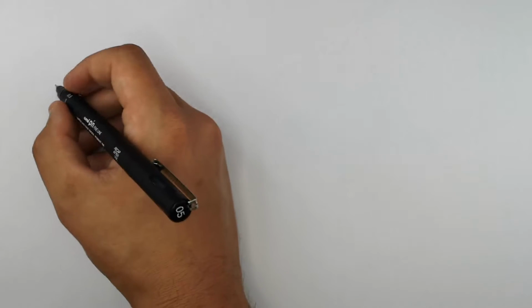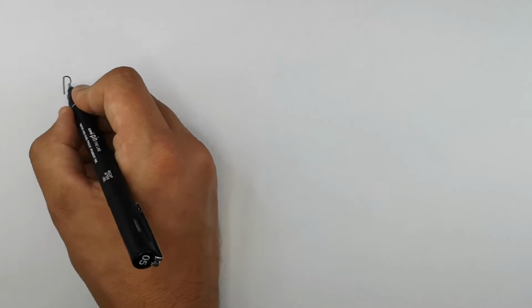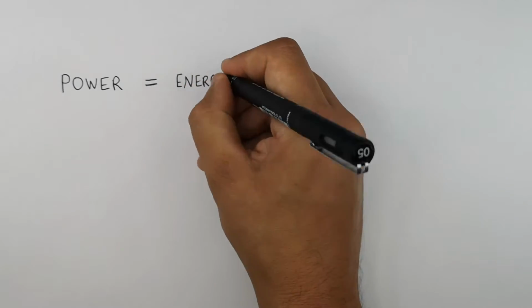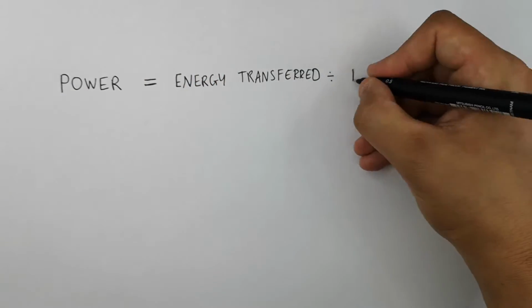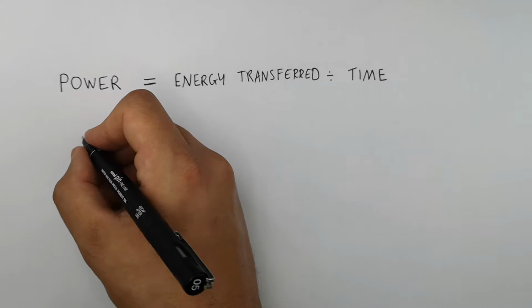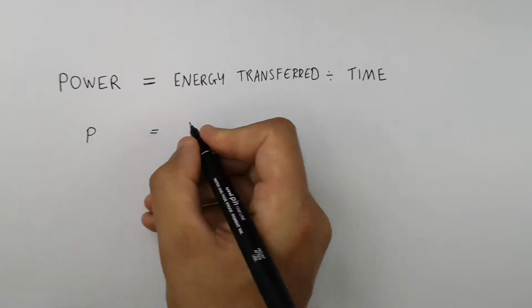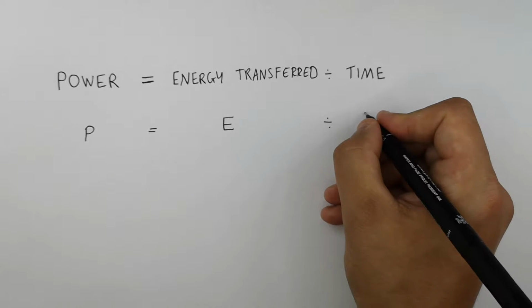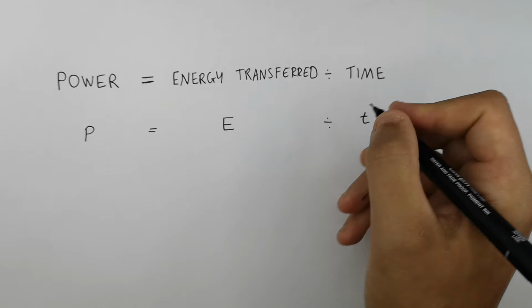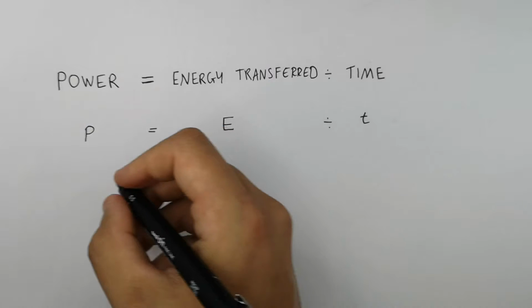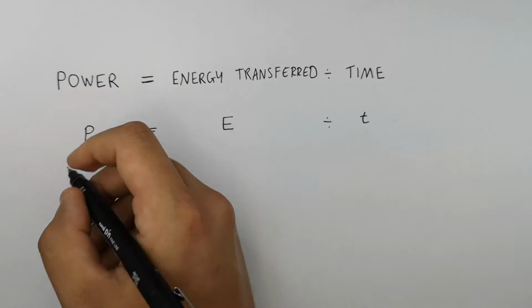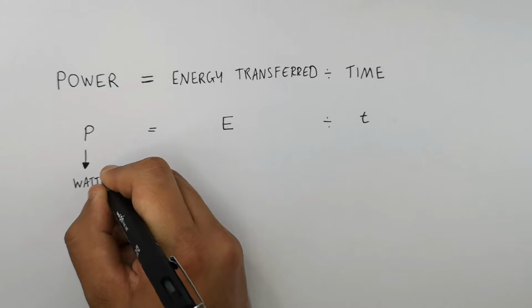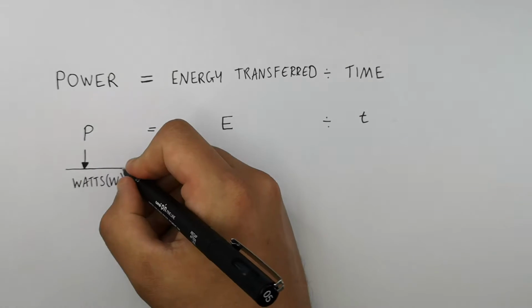The equation that links power, energy transferred, and time is the equation power equals energy transferred divided by time. This can be written as P for power equals E for energy transferred divided by T for time. So P equals E over T. And the unit for power is watts, and the symbol for watts is W.